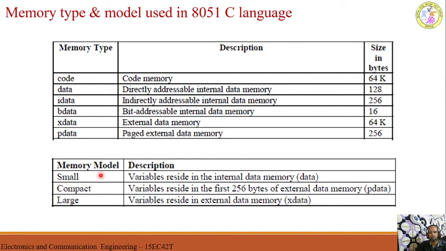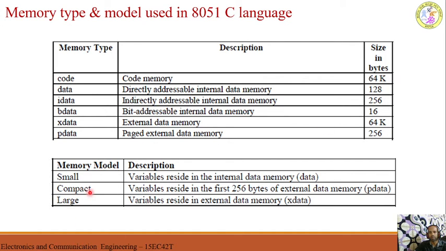And coming to the memory model, either we can have small, compact or large memory model. Suppose we declare that we are going to use the small memory model, then it indicates that variables reside in the internal data memory. All the variables that we declare inside the program are placed inside the data memory. Data memory is nothing but this one, internal data memory, 128 bytes.